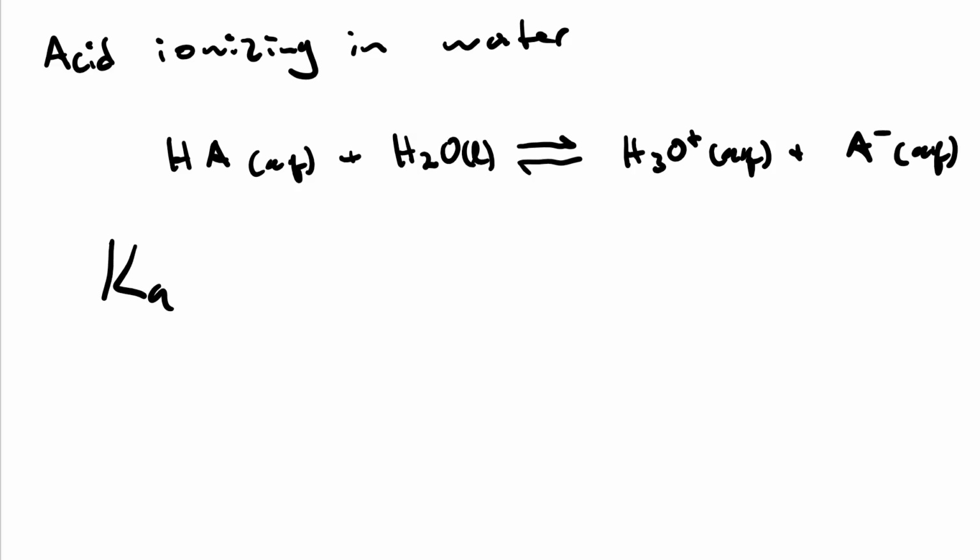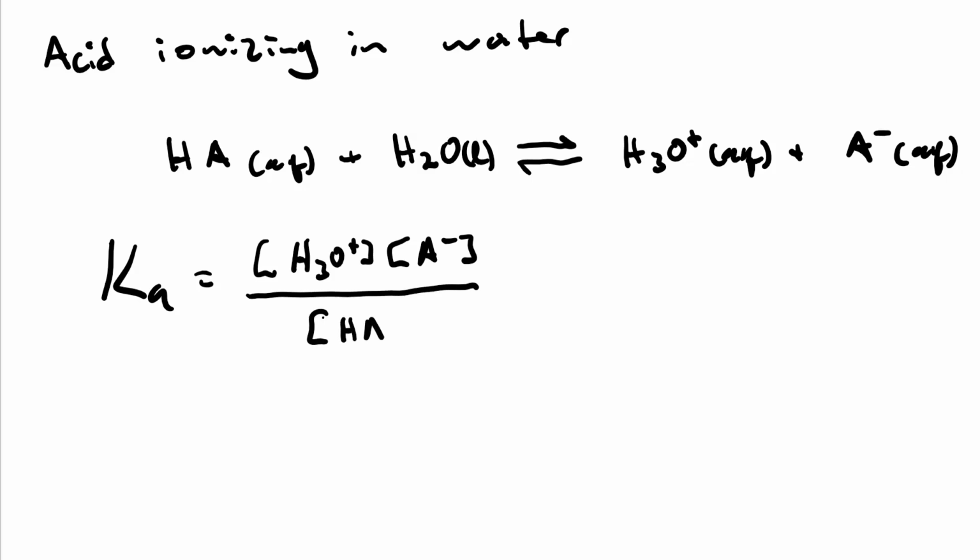Ka is just the equilibrium constant, concentrations of products over concentrations of reactants. So it's going to be the concentration of hydronium times the concentration of the conjugate base divided by the concentration of HA, the unionized acid. And we don't include water in the equilibrium expression because it is liquid. So the larger the Ka, the greater the ionization.